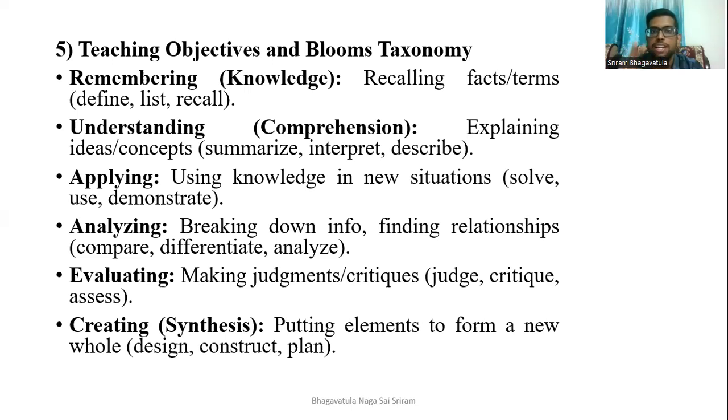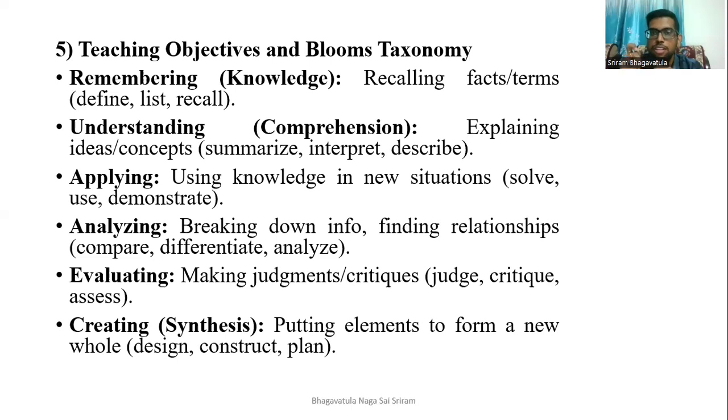Second one is understanding, or comprehension, which is explaining ideas or concepts. For example, you understood a particular section, you will try to interpret that section and describe it. That is the second level of Bloom's taxonomy. The next one is applying, that means using knowledge in new situations. You will use the knowledge you have to solve, use, demonstrate. So that is the third level, applying. So remembering, understanding, applying. The next one is analyzing.